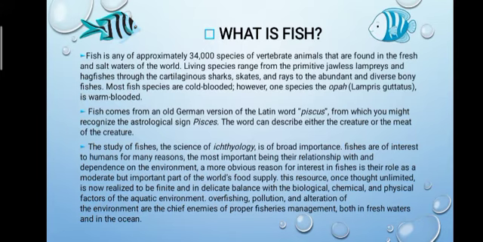The study of fishes, the science of ichthyology, is of broad importance. Fishes are of interest to humans for many reasons, the most important being their relationship with and dependence on the environment. A more obvious reason for interest in fishes is their role as a moderate but important part of the world's food supply. This resource, once thought unlimited, is now realized to be finite and in delicate balance with the biological, chemical, and physical factors of the aquatic environment. Overfishing, pollution, and alteration of the environment are the chief enemies of proper fisheries management, both in fresh waters and in oceans.